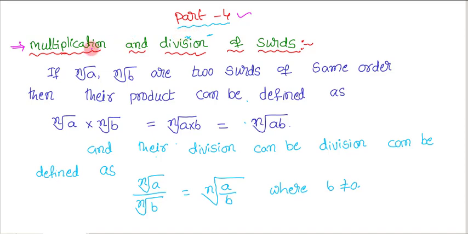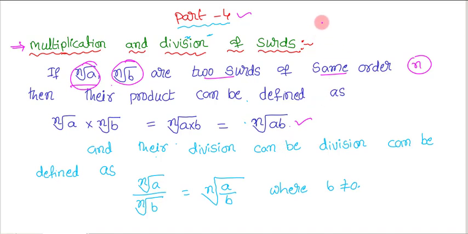Let us discuss the topic. Today's topic is multiplication and division of the surds. If nth root of a and nth root of b are two surds of the same order n, then their product can be defined as nth root of a into nth root of b is equal to nth root of ab.